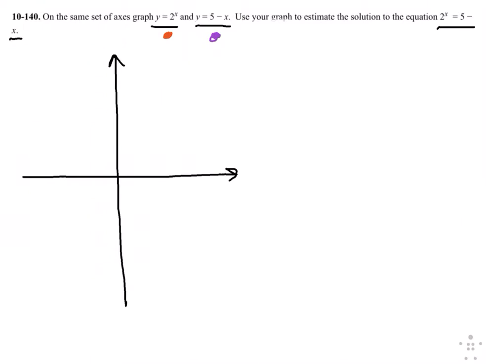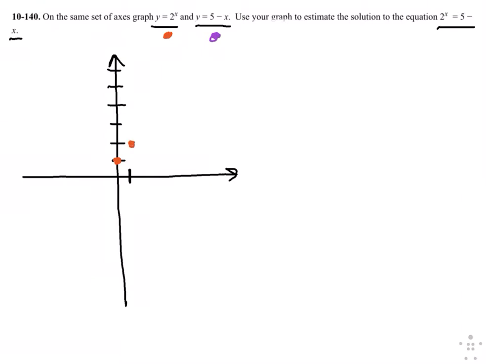So y equals 2 to the x, right? So if x is 0, then y is 1. Let me put some tick marks here. So we have 1 point. And then if x is 1, y is 2. Let's put some 4, 5, 6. Okay. So if x is 1, y is 2, right?